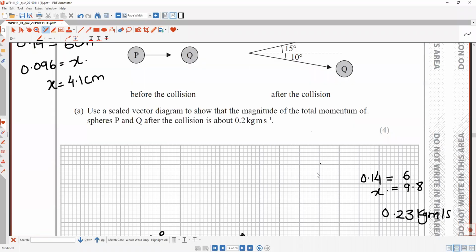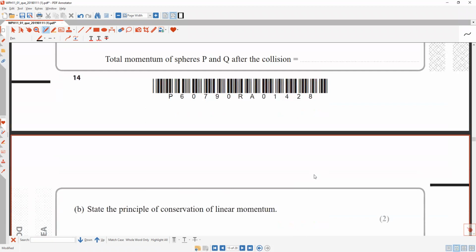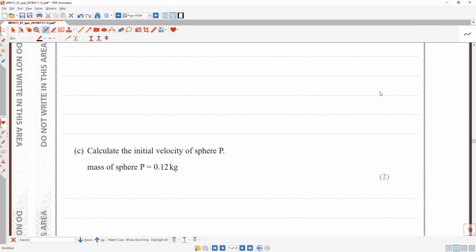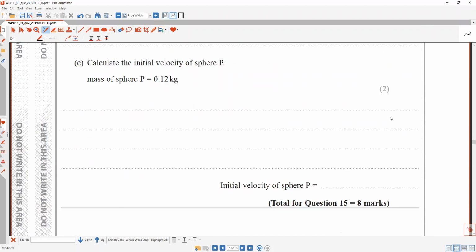Now this question was about drawing the diagram which we showed, na? Now they said state the principle of conservation. You have any issue? Tell me. Okay, let me check what mistake he did. Okay, so state the principle of conservation. You guys know that momentum before the collision is equal to momentum after the collision, provided there is no external force. Okay, now calculate the initial velocity of the sphere P. They want you to find the initial velocity of the sphere P.